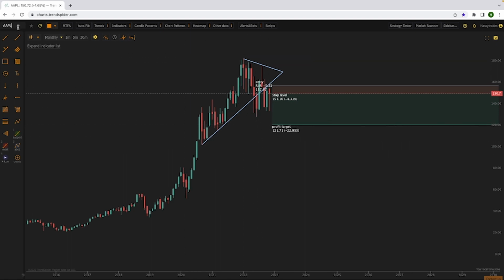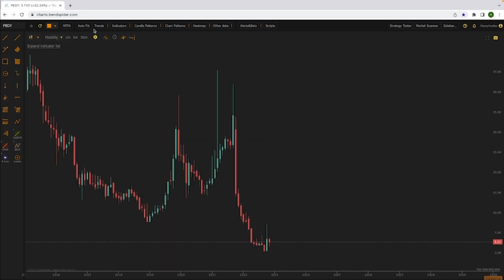But again, let's show another chart of support and resistance. Let's do a chart where we made money today. The stock we traded today was this stock right here, which is called Peggy, legendary Peggy. And guys, let's do this together. Go on your chart right now.